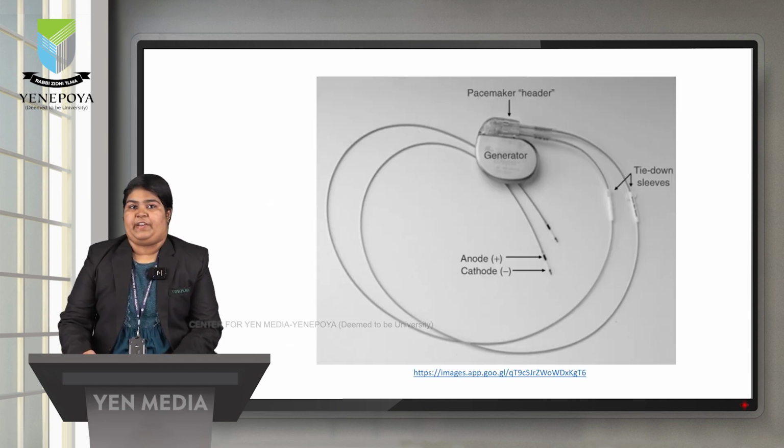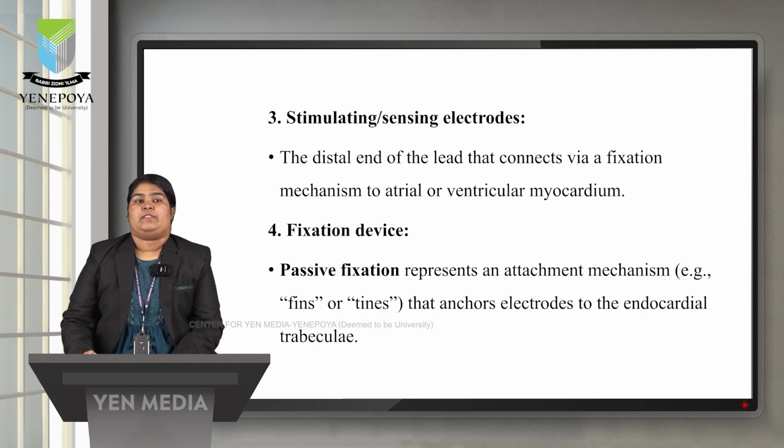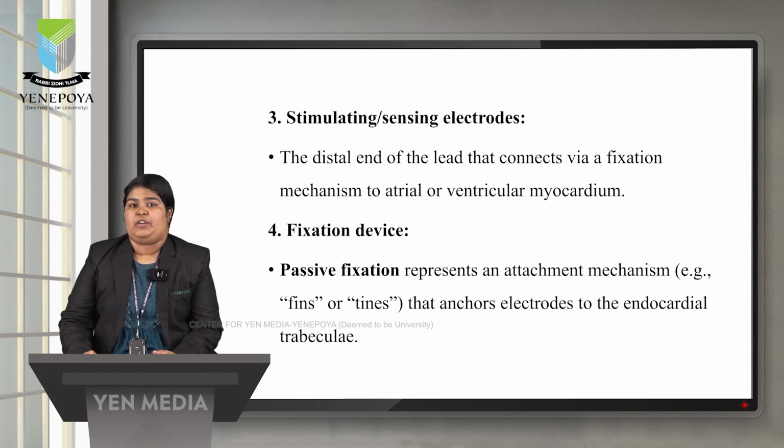So this is the generator and this is the insulated part and the conducting part, which is the distal most part. So next is the stimulating or sensing electrodes. The stimulating or sensing electrodes have the capacity for sensing or stimulating the particular energy when required. This sensing or stimulation electrode will be fixed to the myocardium through two mechanisms. That is the fixation device, which has two mechanisms.